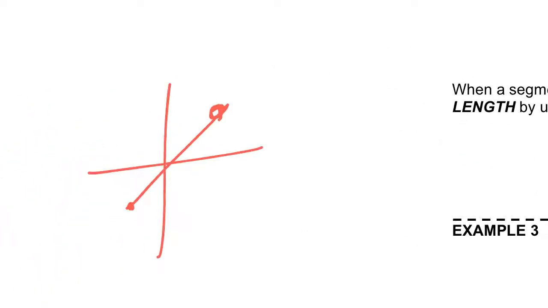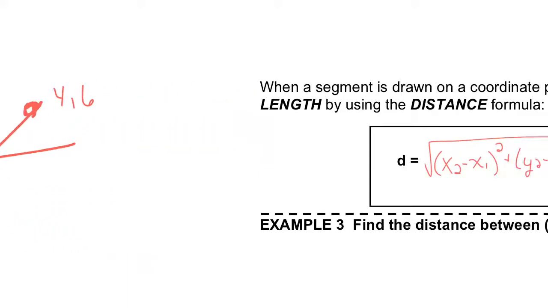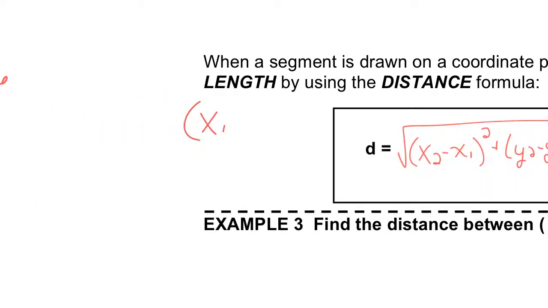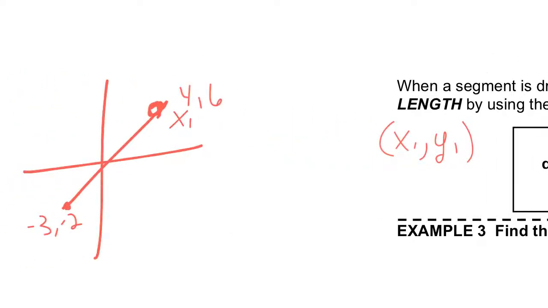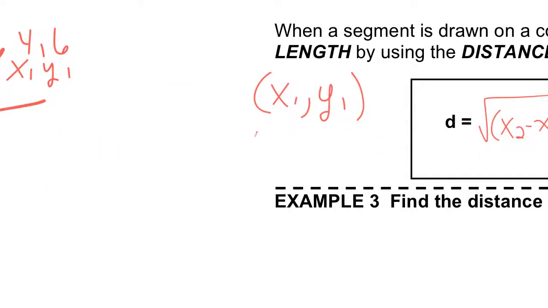Like over here, maybe this was point (-3, -2), and this was point (4, 6). Well, this is going to use our x1, y1, which is just picking one of the points. Maybe this is x1, y1. And it's also going to use the point x2, y2. So that 1 and 2 just signifies this is one point, this is the other. So we're going to find it right here.